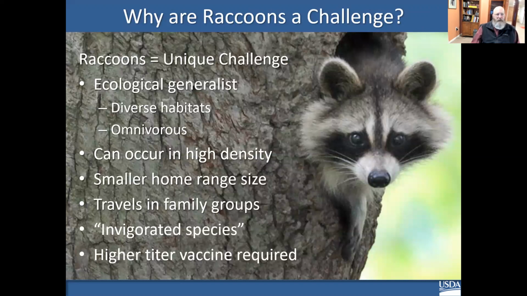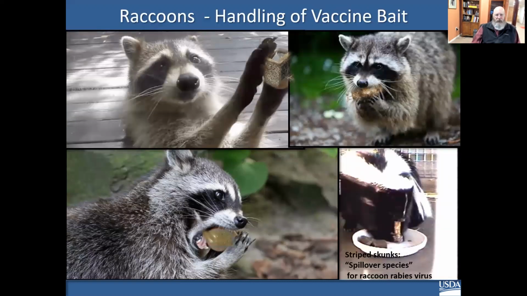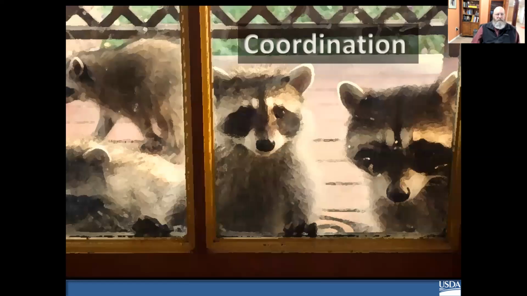Again, we're targeting the unique challenge of raccoons. We all know raccoons, as wildlife biologists, are ecological generalists. They have smaller home ranges, they travel in family groups, but they do require a higher titer vaccine in order to vaccinate them. They have a unique way of potentially handling the baits, and there are the spillover species that we're concerned with, like striped skunks. So how do we make sure that the bait and the vaccine in liquid form gets onto the tonsils of the raccoon so they can be vaccinated?